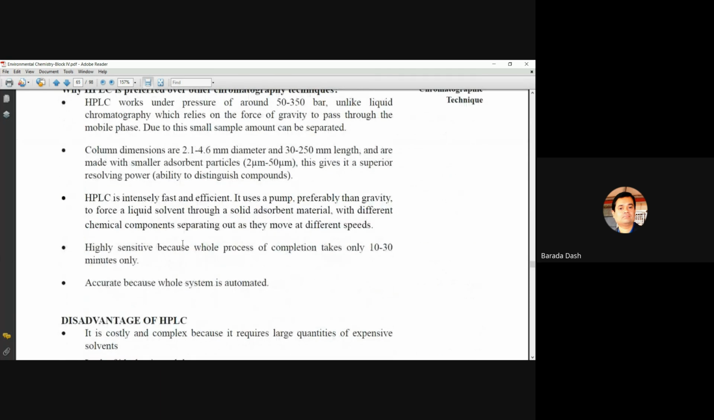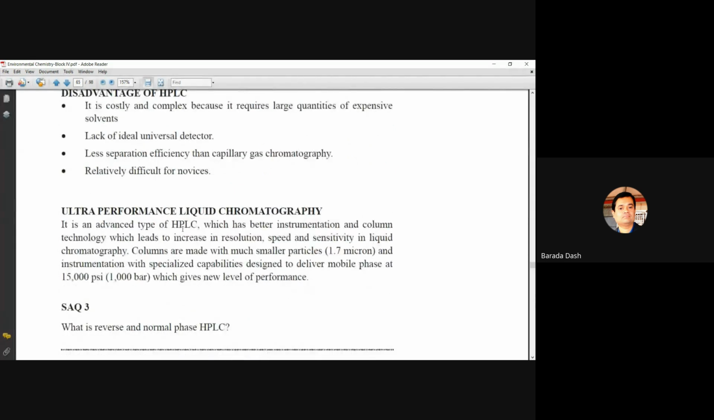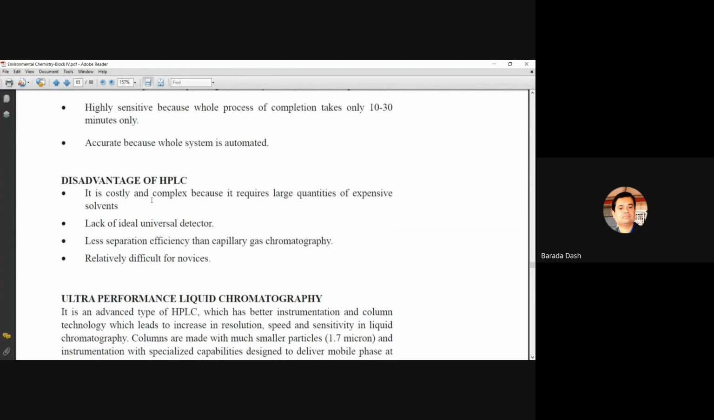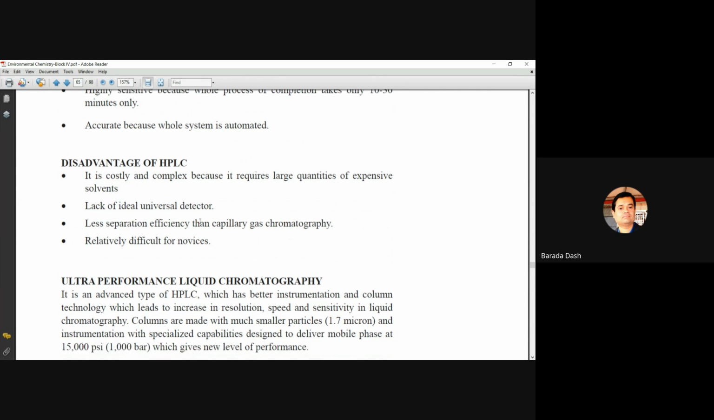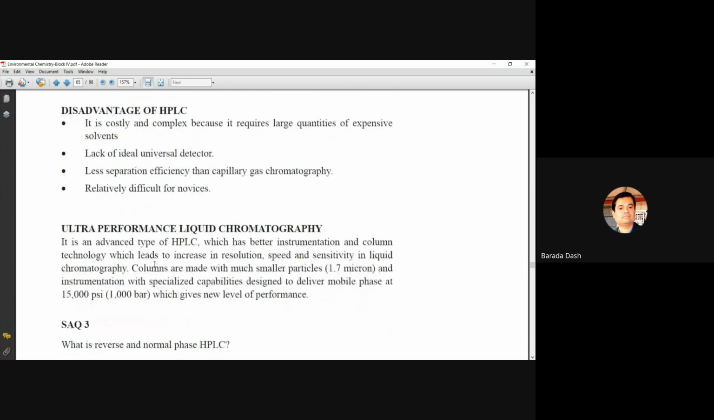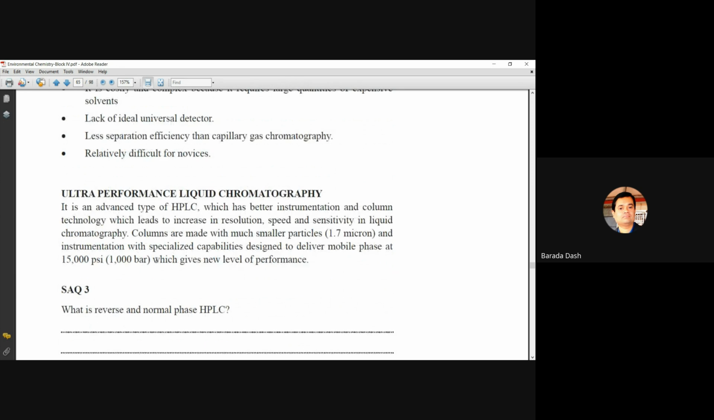So next, disadvantages of HPLC: it is costly and complex because it requires large quantities of expensive solvent, lack of ideal universal detector, lack of separation efficiency. All this is relatively difficult for novices. That means if you do not have experience in handling HPLCs, you cannot run it.